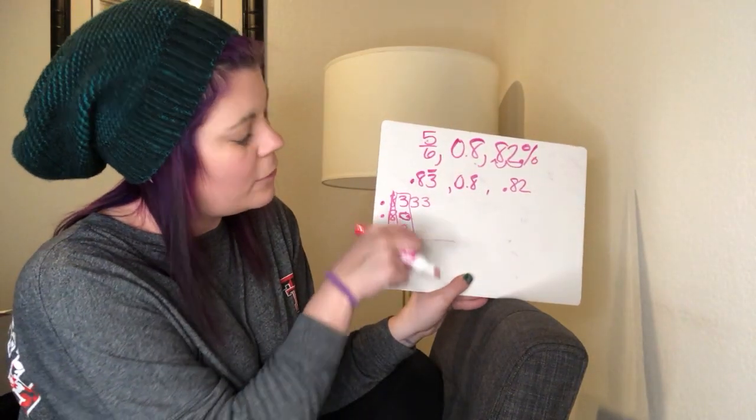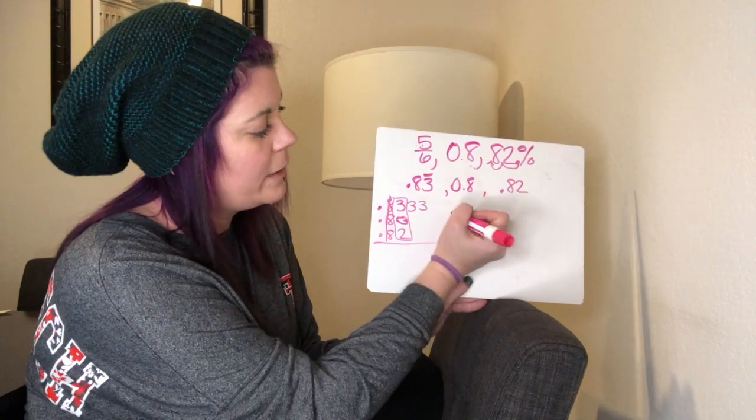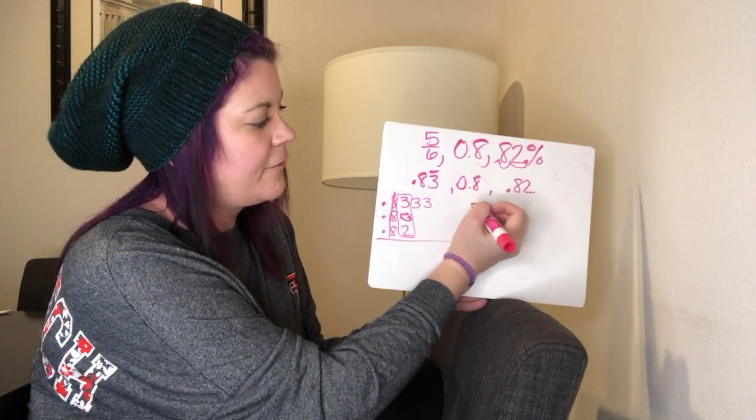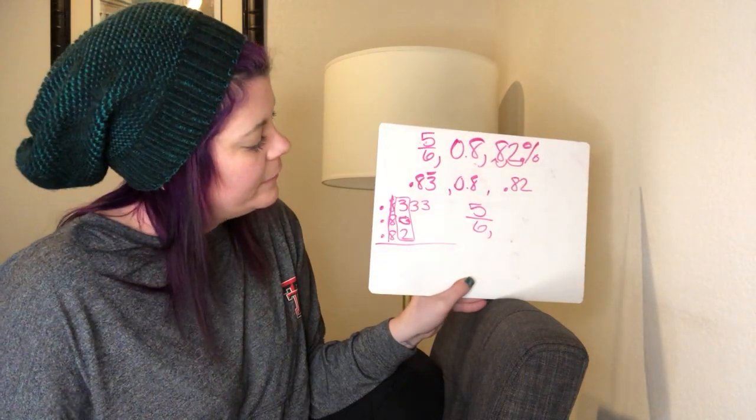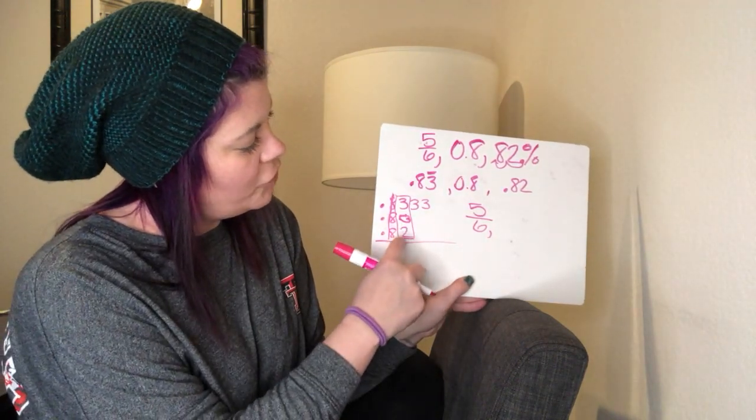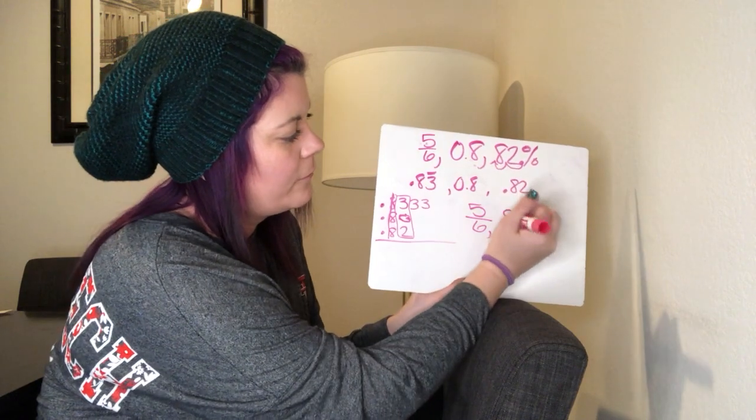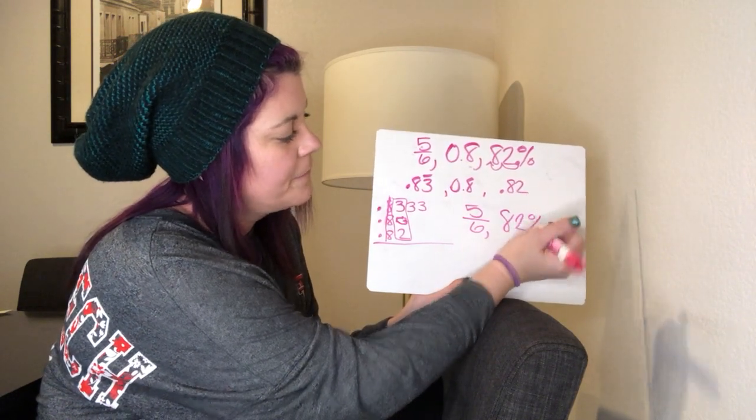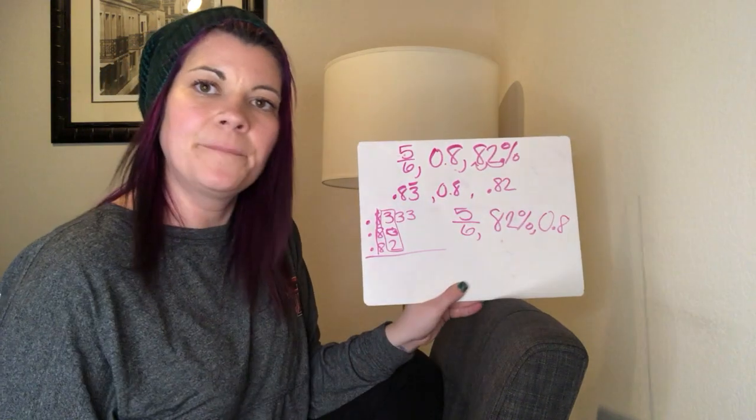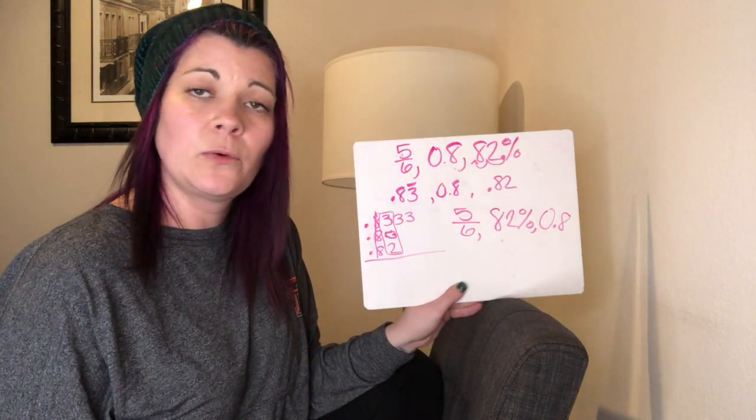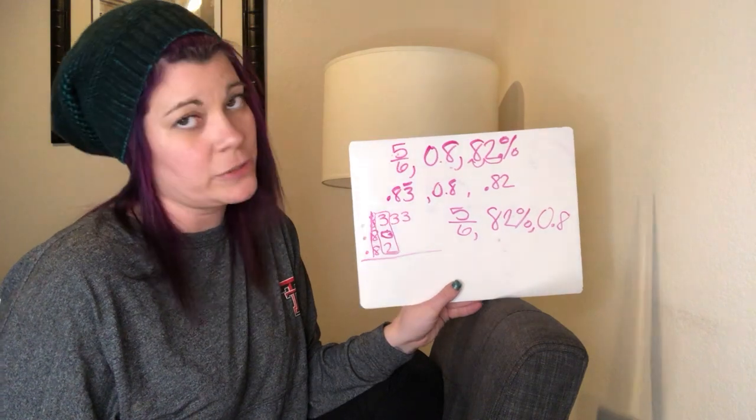Now I'm looking here, they're all different. The greatest one is 0.83 repeating, but that's 5/6. I'm going to write it back in its original form. Then the next one is 0.82, but that is 82%, so write it back into its original form. And then the last one, 0.8. Okay? So that is how you compare and order rational numbers.